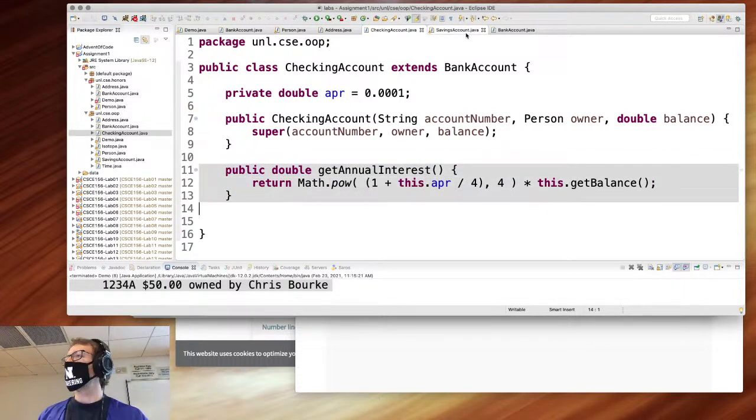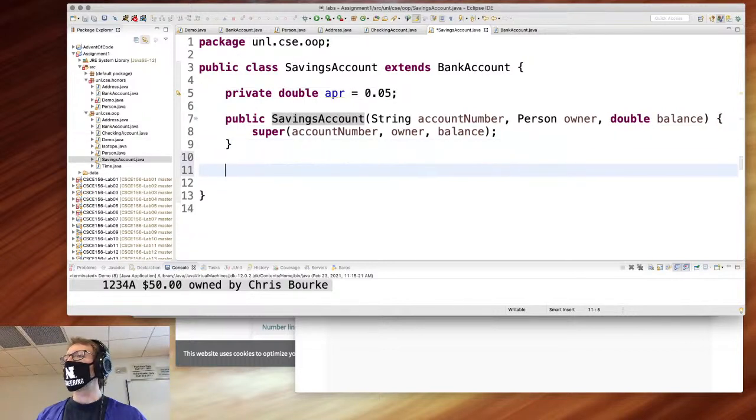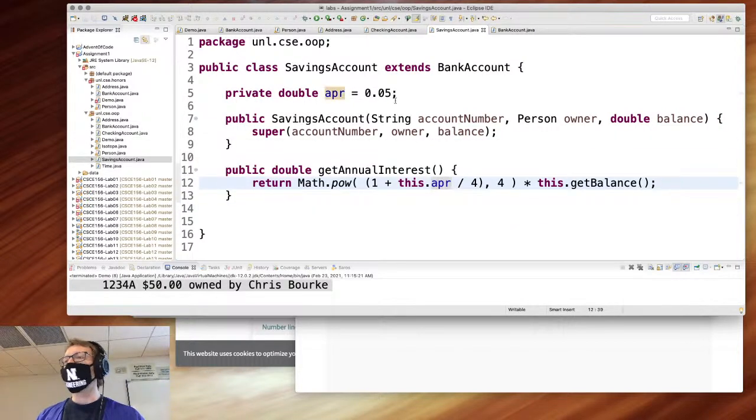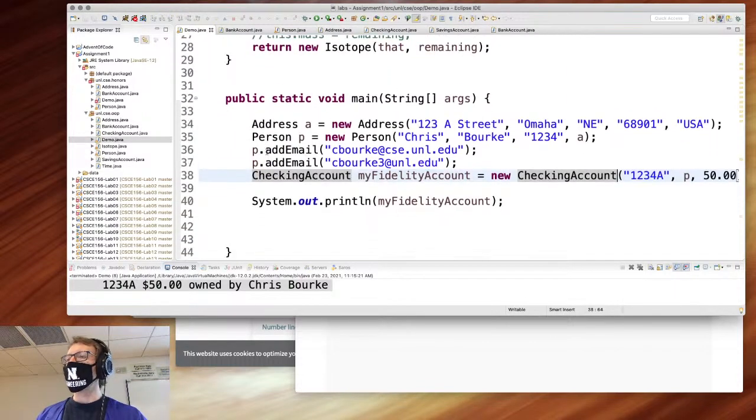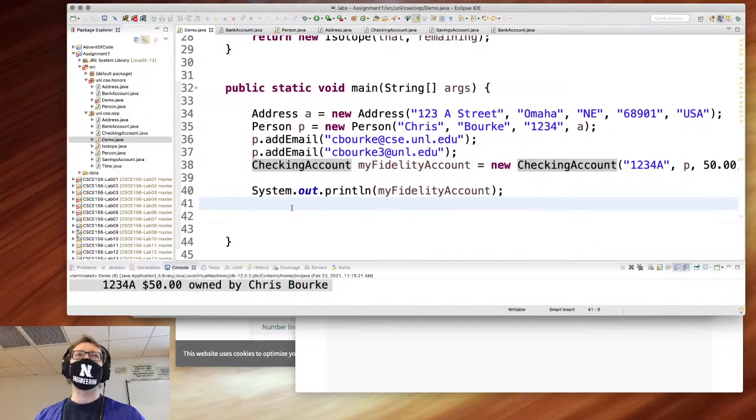There we go. And the savings account over here has a different behavior. It has a higher APR, but also the savings account is done on a monthly basis, say. Monthly, there are 12 months in the year. That's why we divide by 12. If it were daily, it would be 365 instead. So we can leave it like that if we really want to, but different behavior. Now let's go over here to the demonstration code, and let's see how much interest I earn on my Fidelity account.